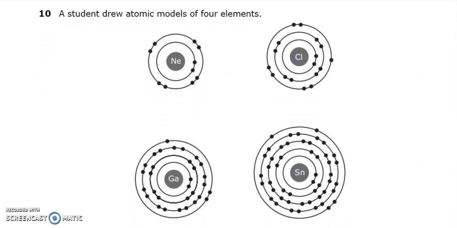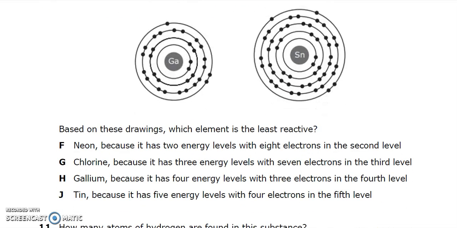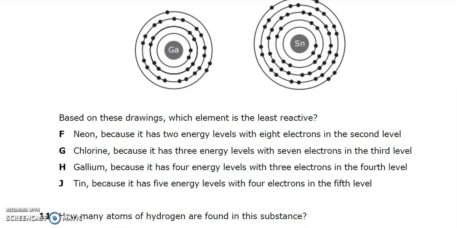Number 10. A student drew atomic models of 4 elements. Based on these drawings, which element is the least reactive? F. Neon, because it only has 2 energy levels with 8 electrons in the second level. G. Chlorine, because it has 3 energy levels with 7 electrons in the third level. H. Gallium, because it has 4 energy levels with 3 electrons in the fourth level. Or J. Tin, because it has 5 energy levels with 4 electrons in the fifth level.